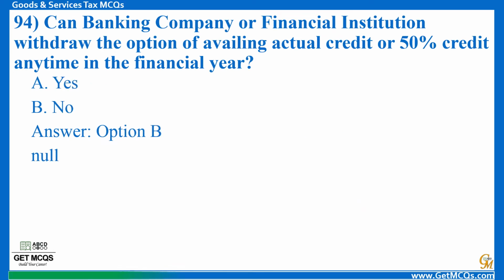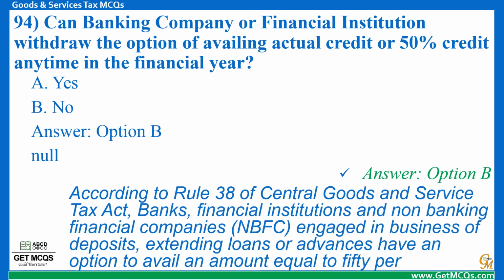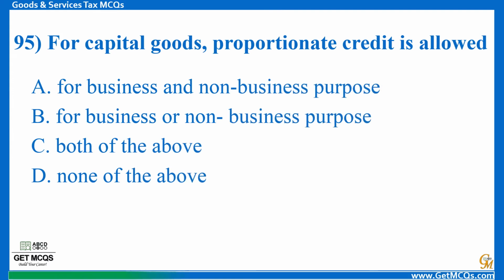94. Can banking company or financial institution withdraw the option of availing actual credit or 50% credit anytime in the financial year? Answer: Option B. According to Rule 38 of the Central Goods and Services Tax Rules, banks, financial institutions, and non-banking financial companies, NBFC, engaged in business of deposits, extending loans, or advances have an option to avail an amount equal to 50%. 95. For capital goods, proportionate credit is allowed. Answer: Option A.